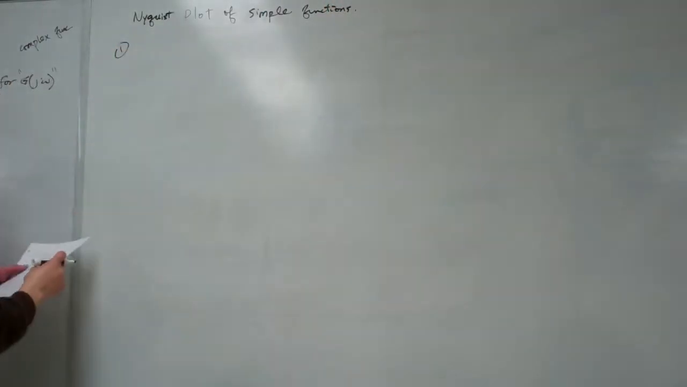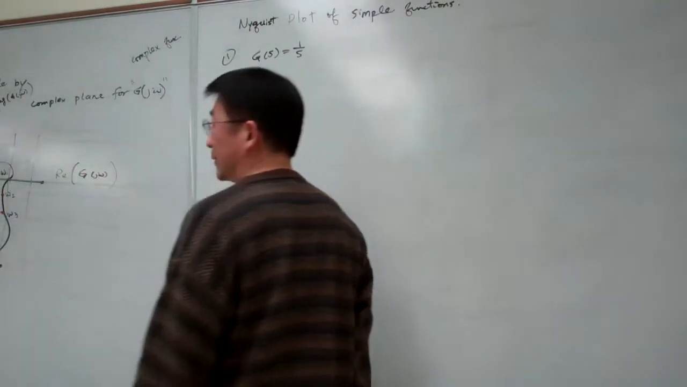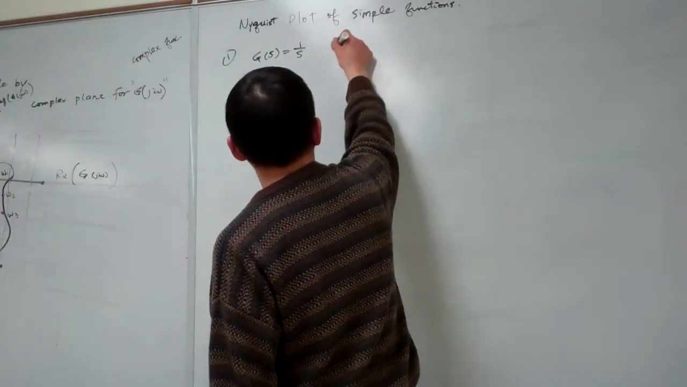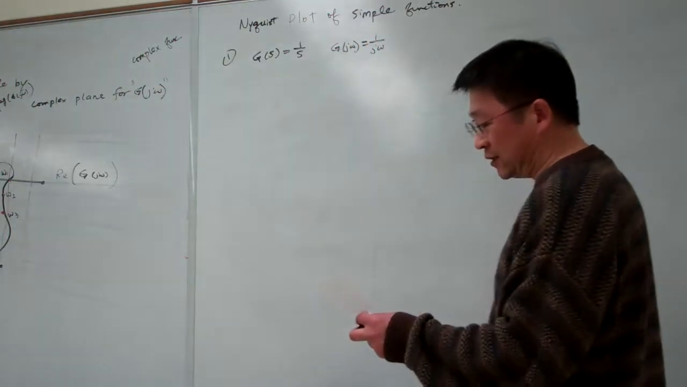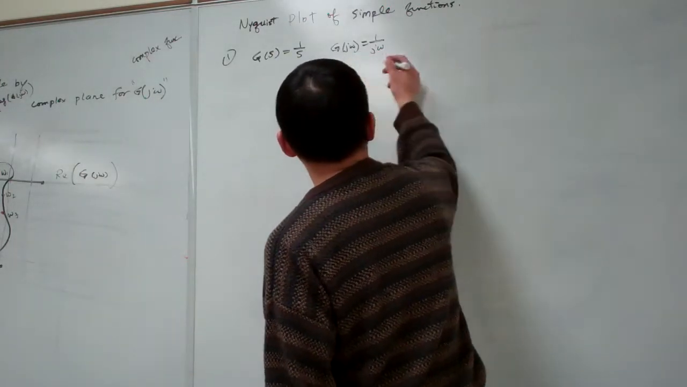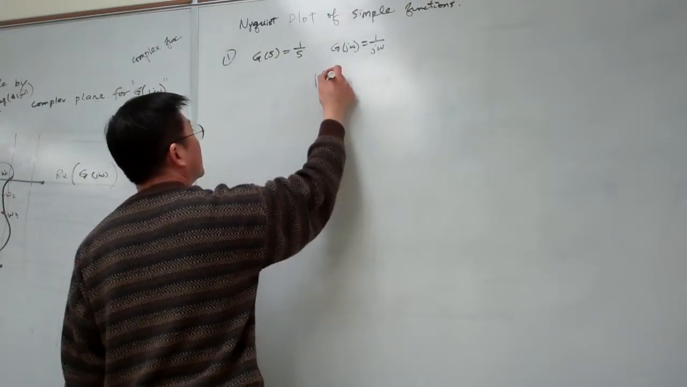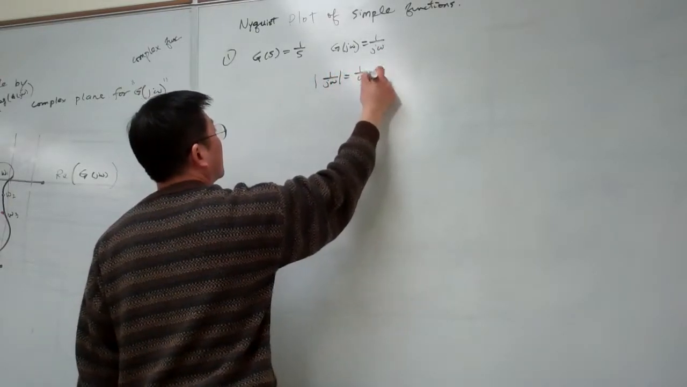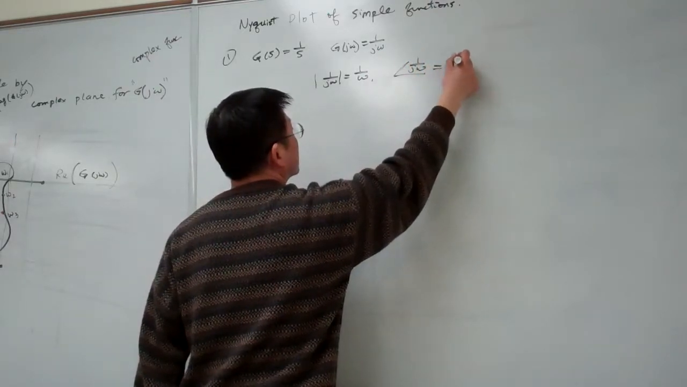First one is, say, G(s) equal to 1 over s. Okay? So again, here we're still under the complex plane, so that means G(jω) equals 1 over jω. So again, if you like to tabulate, you can say, the magnitude, and the phase angle equal to minus 90 degrees.